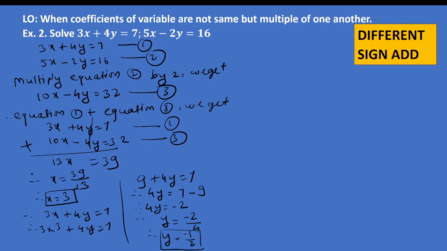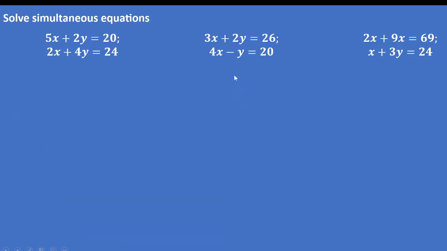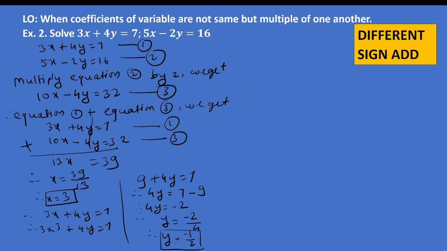So now here we are getting the variable value in terms of a fraction. So it is also another possibility. So my x is what here? It is 3 and y is minus 1 by 2.